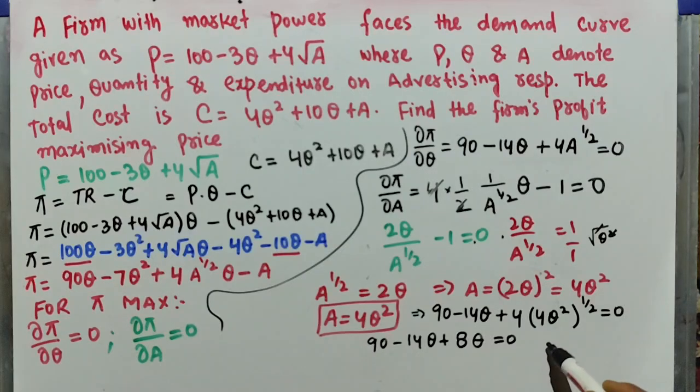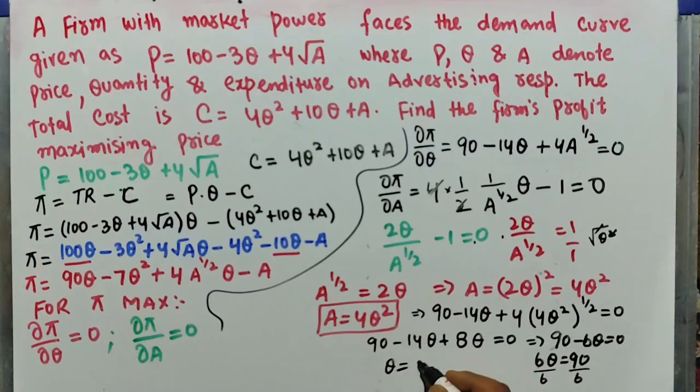So we get 90 minus 6q is equal to 0, which gives us 6q is equal to 90. Dividing both sides by 6, we get q is equal to 15, since 6 times 15 is 90. So the profit maximizing level of output will be equal to 15.